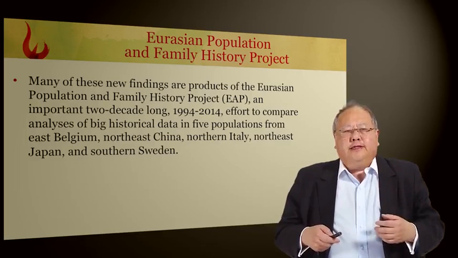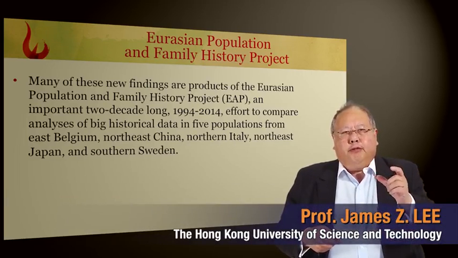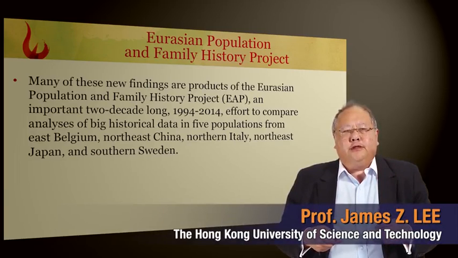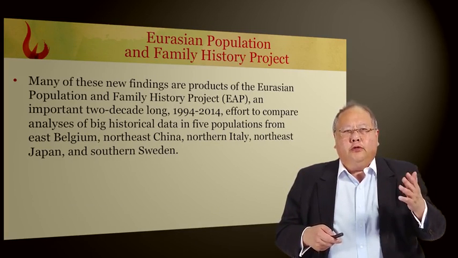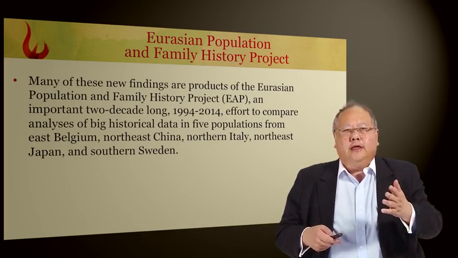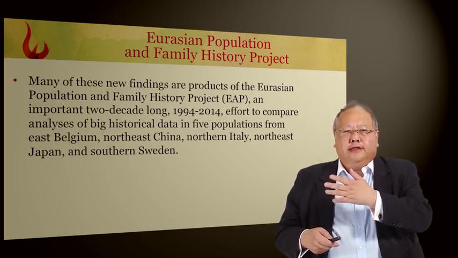Many of the new findings they will present in Part 2 are products of the Eurasian Population and Family History Project, which we call the EAP, an important 2-decade-long effort to compare analyses of big historical data in 5 sets of populations from eastern Belgium, northeast China, northern Italy, northeastern Japan, and southern Sweden.